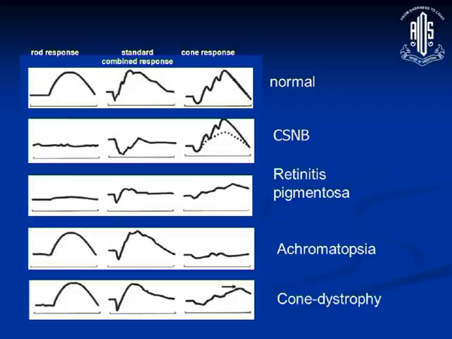In retinitis pigmentosa, the rod response is flat. In the standard combined response, sometimes we get a negative response or a flat response. And later on in retinitis pigmentosa, the cone response is also flat. So in full-field ERG, mostly in the RP patient, we get a flat response. So there is a need for the multifocal ERG in these cases. In achromatopsia and cone dystrophy, as we can see, the rod response and the combined response are almost normal. But what is abnormal is the cone response, which is flattened out.